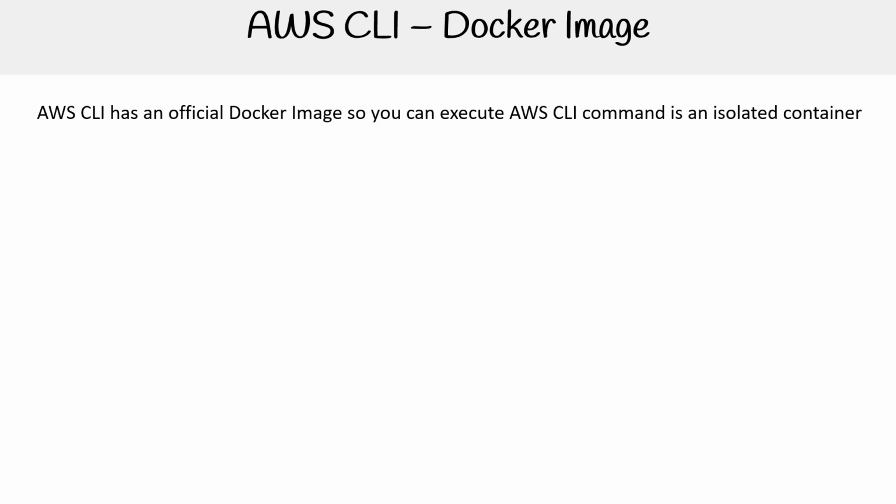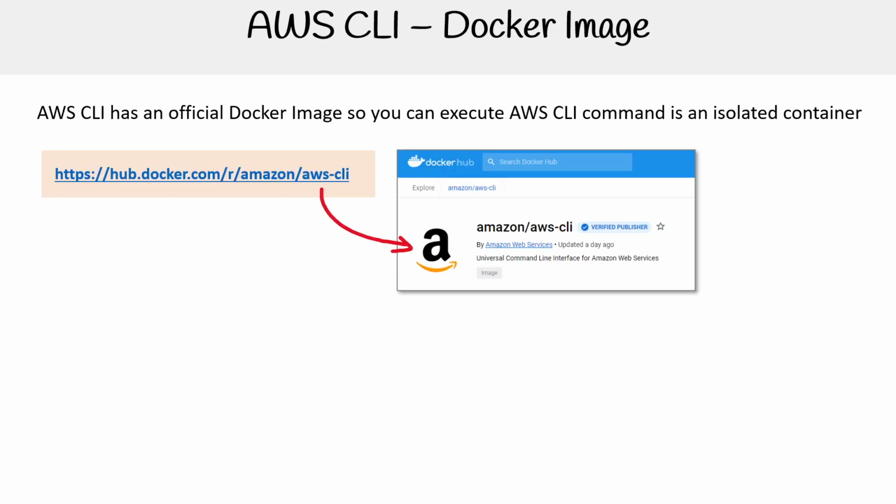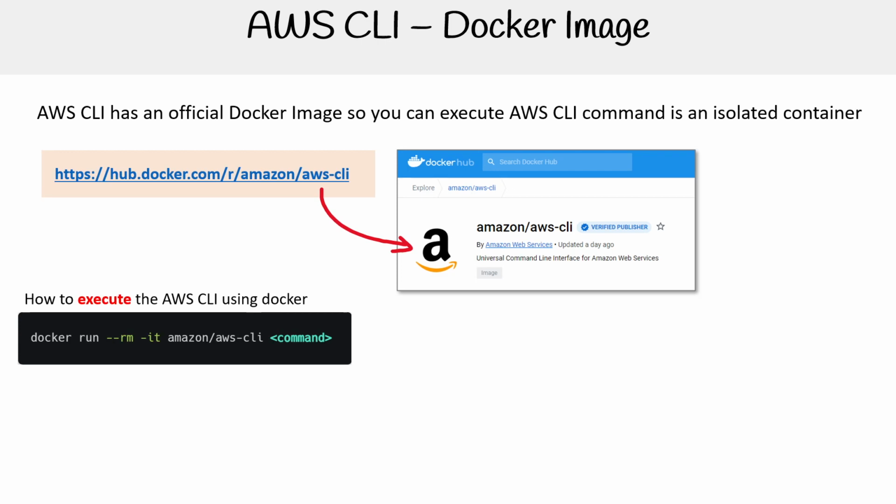So the AWS CLI has an official Docker image, so you can execute AWS CLI commands in an isolated container. And the place you're going to find that is in the Docker Hub at amazon/aws-cli. And the way you're going to execute it is you just run the Docker container and supply the command here on the end.